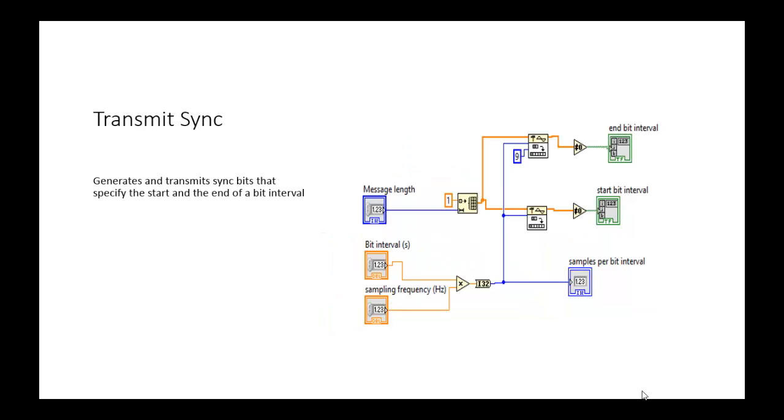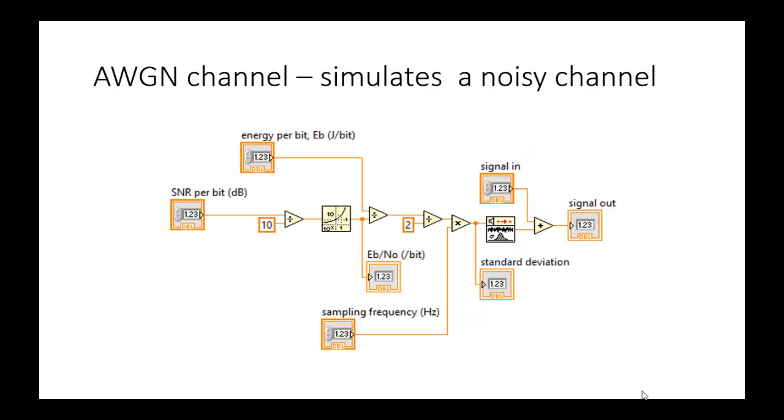The transmit sink's main purpose is to generate sync bits and transmit them to the receiver. They specify the start and the end of a bit interval. The AWGN, or the additive white Gaussian noise channel, simulates a noisy channel. I have used a Gaussian random number generator to generate random numbers that simulate noise, and that is added to the incoming signal to create a noisy signal output.